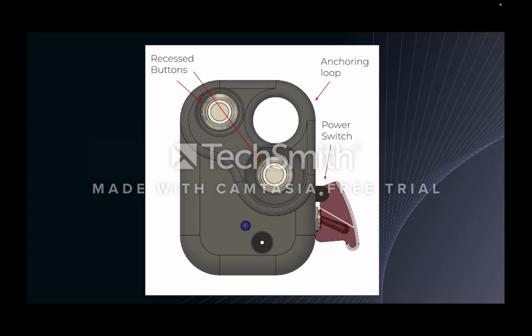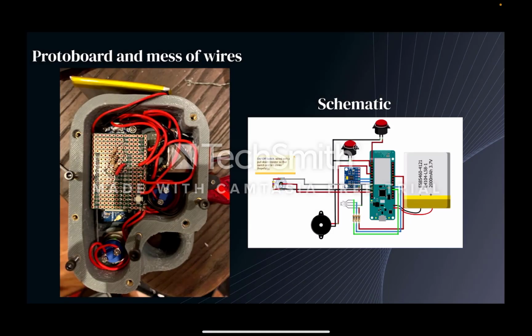We also designed the device to be operated under high stress conditions. We used large, easily pressable buttons and recessed them to prevent accidental presses, and then installed a power switch with a cover to clearly indicate when the device was running. Finally, to connect the components to the Arduino, we used a proto board. This gave us a quick way to make compact, secure connections.